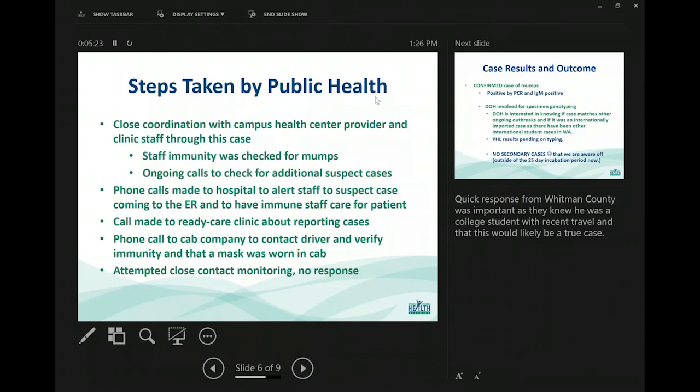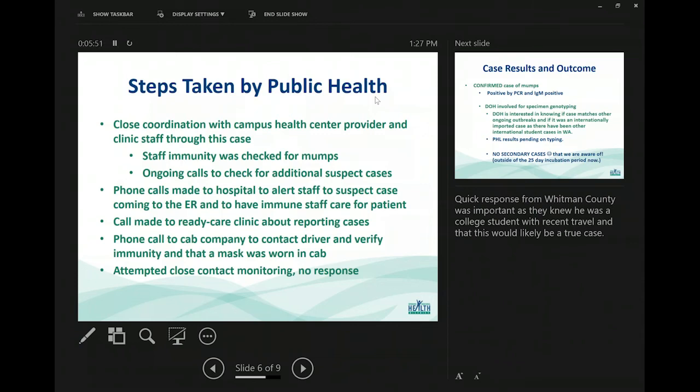Phone calls were made to that hospital to alert staff to a suspect case coming to the ER and to have immune staff care for that patient. A call was made to the ReadyCare Clinic about reporting cases and reminding them how important it is to report suspect cases of mumps and any other communicable diseases. A phone call was made to the cab company to contact the driver and verify immunity and to make sure that a mask had been worn in the cab, which it had.